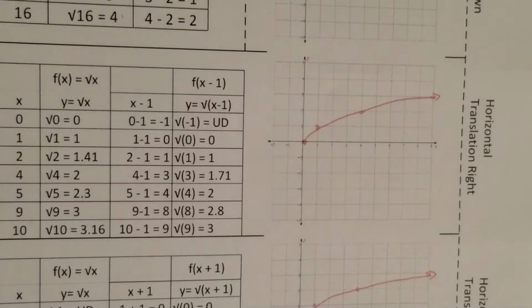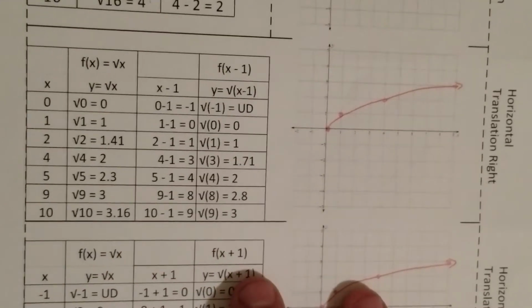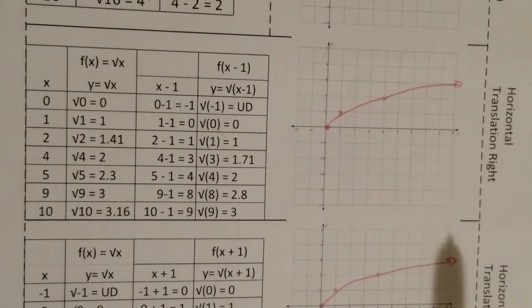Wonderful students, this is part 2 of foldable number 2. Or sorry, foldable number 5. Part 2 of foldable number 5. And this one we have a horizontal translation to the right.